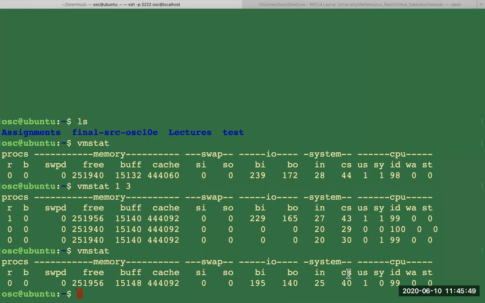This would actually tell you how fast your processes are switched to get the maximum utilization of your processor. And then the last is CPU. CPU tells you how much CPU is utilized: US for user processes, SY for system processes, ID for idle, WA for wait, and ST for steal, the stolen CPU cycles.